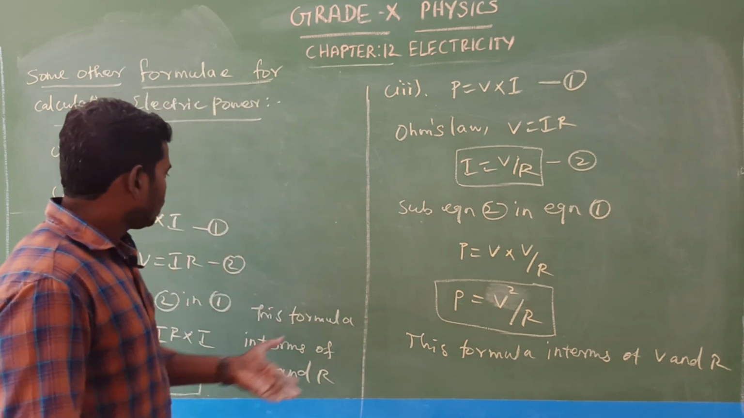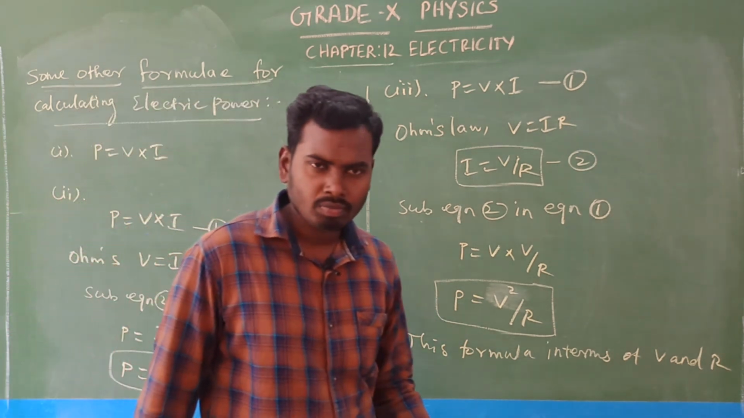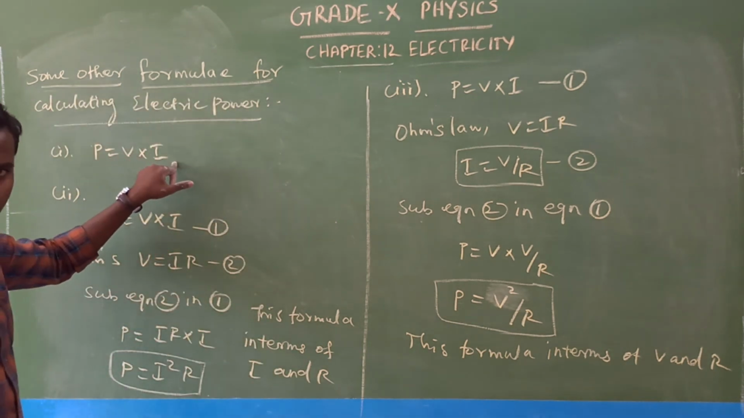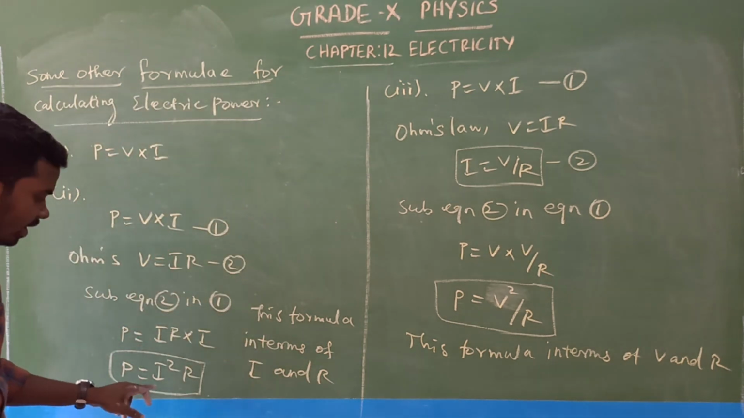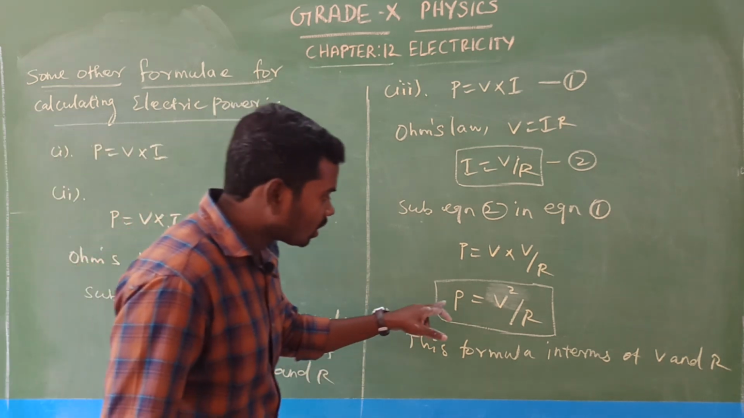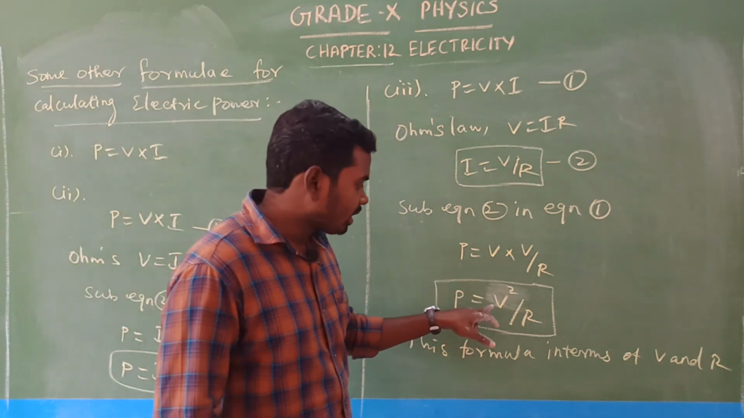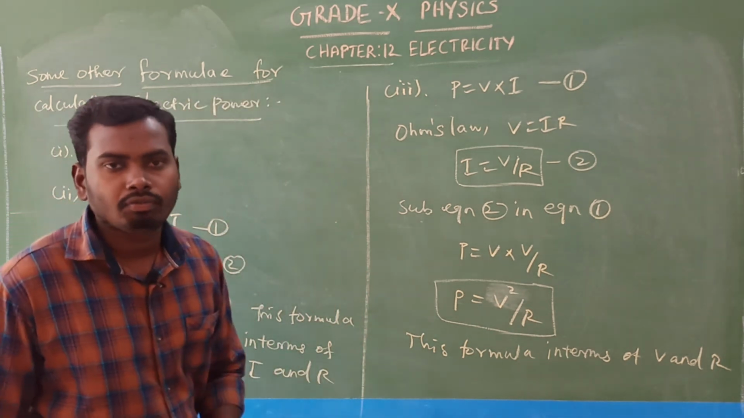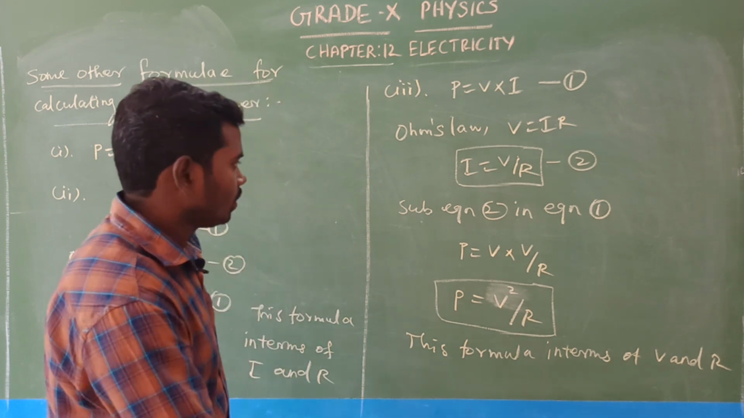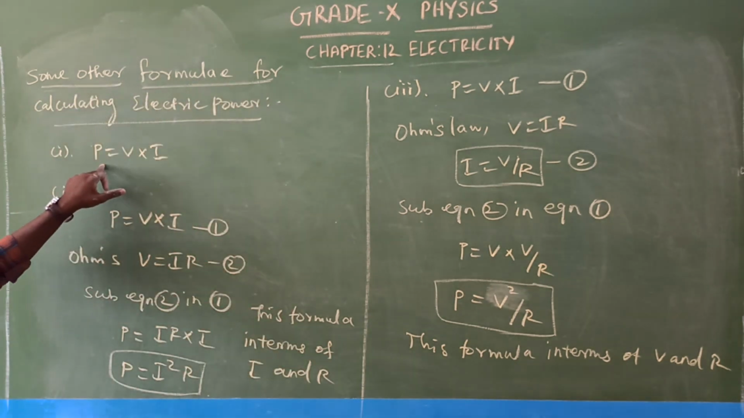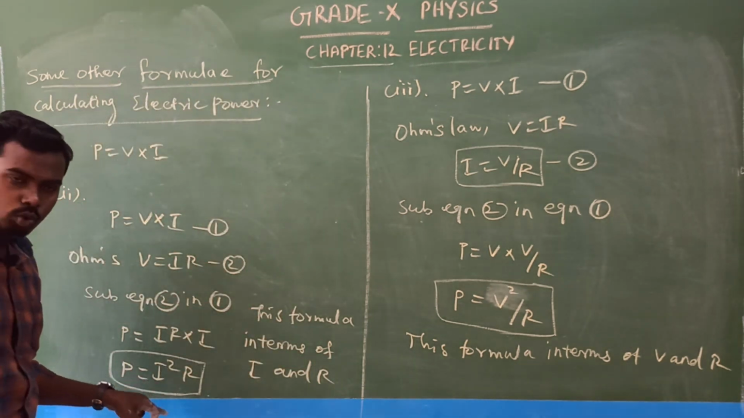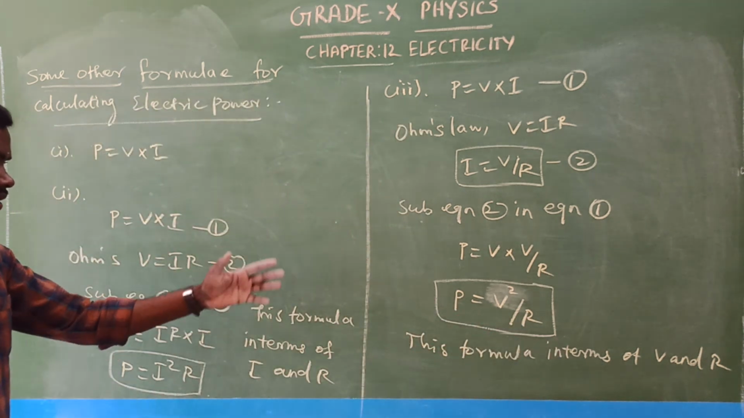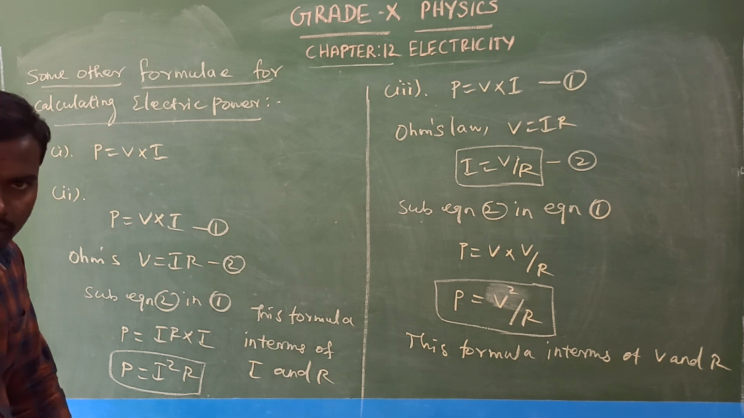So these equations differ from each other. The first formula is in terms of voltage and current, the second formula for calculating the power is in terms of current and resistance, and the third formula is in terms of voltage and resistance. That's all. So to find out the power we have three formulas, very easy. So first formula P equal to V into I, second formula P is equal to I square R, and third formula P is equal to V square divided by R. These all are the formulas. Is it clear? Yes. Shall I explain in Tamil?